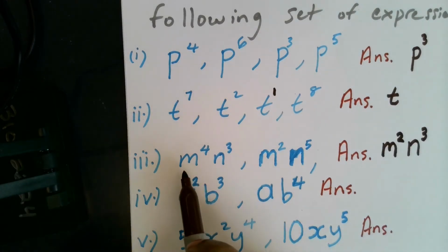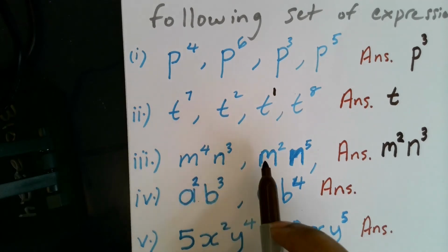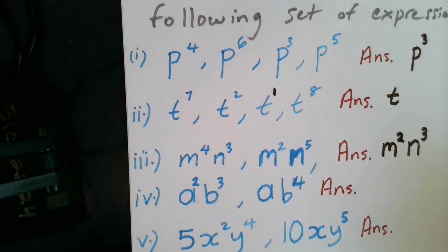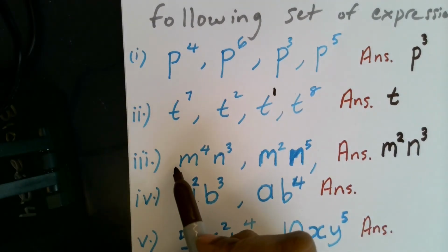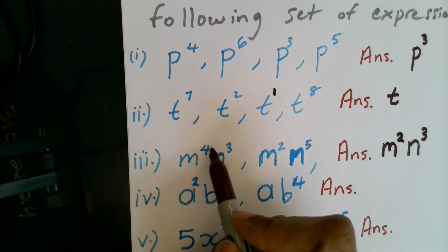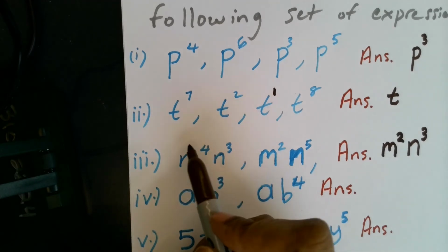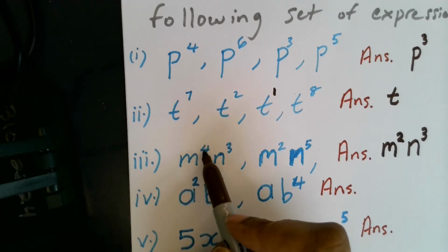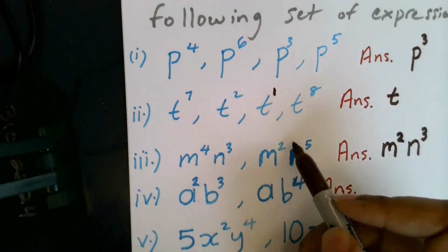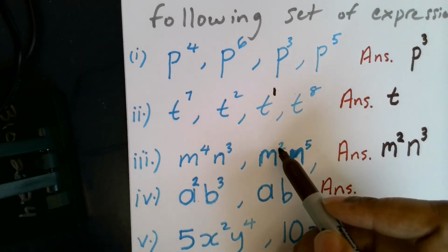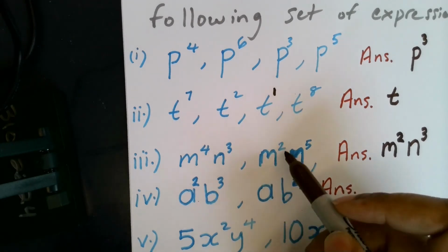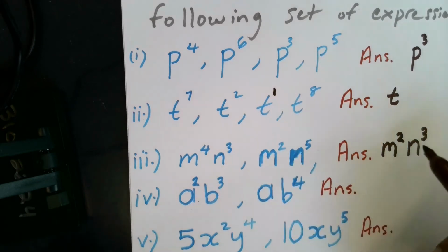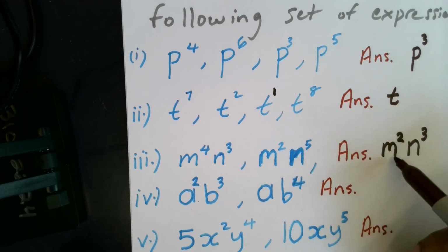I concentrate on each variable, one variable at a time. All right? So we look at all the terms in M. We look at all the M's. So this term in M has an exponent of 4. This term in M has an exponent of 2. So I choose the term in M that has the lowest exponent. And that's how I got M squared.